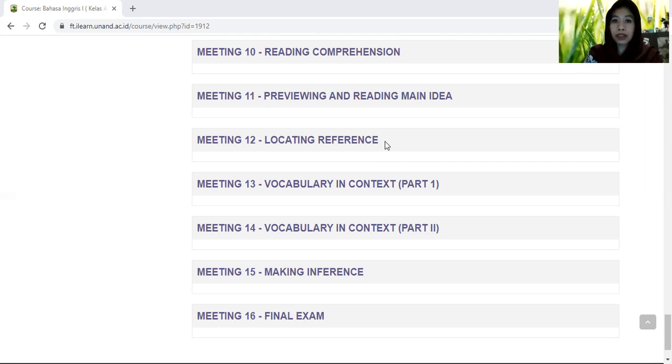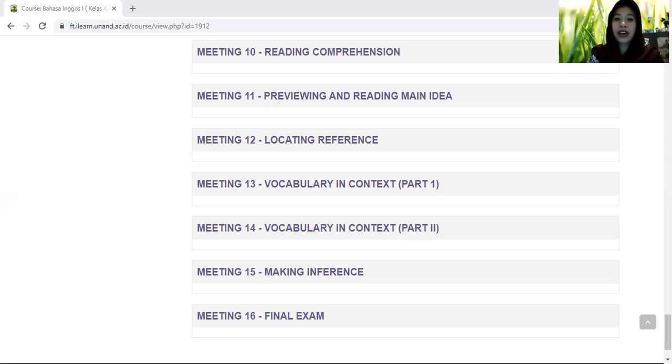Making inference means you need to find out the conclusion of the text while you will not find the exact answer in the text or passage. So you are going to deal with concluding things, something implied that you need to find out, dealing with the questions. So we start with reading comprehension now.